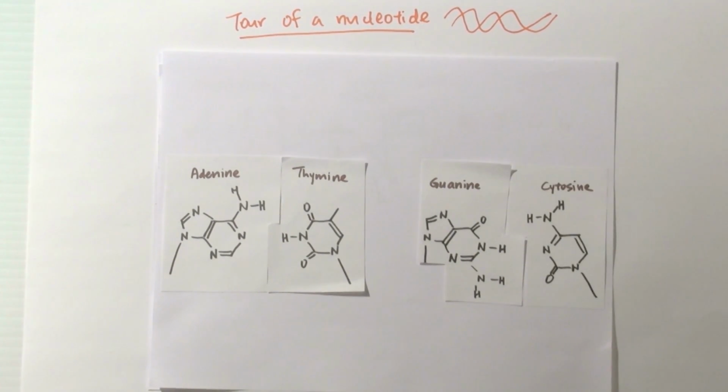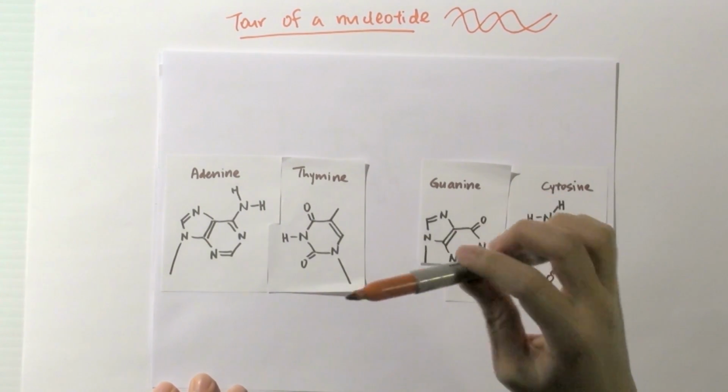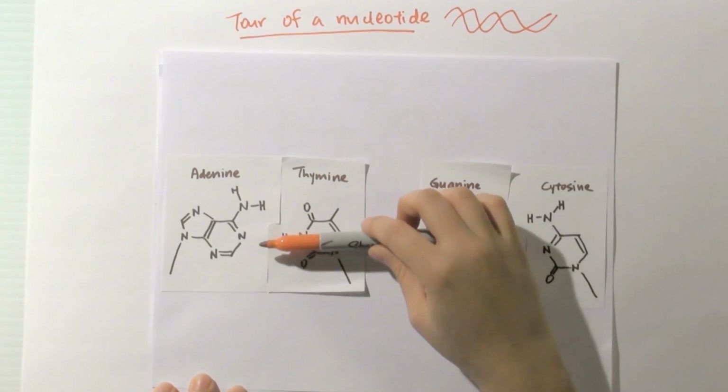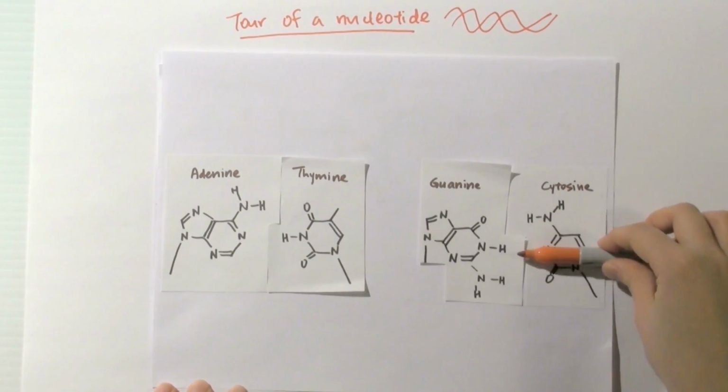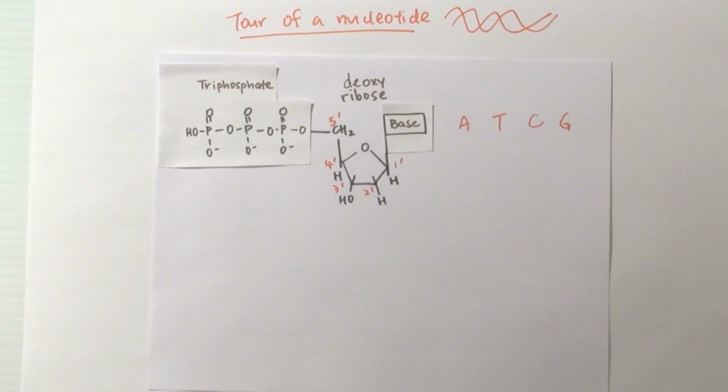So take a moment and think about what bonds are holding together these complementary base pairs. Now, if you said hydrogen bonds, you are absolutely right. So A and T are held together by 2 hydrogen bonds here and here, and G and C are held together by 3 hydrogen bonds here, here, and here. Let's come back to our nucleotide and let's talk about how we're going to make DNA.